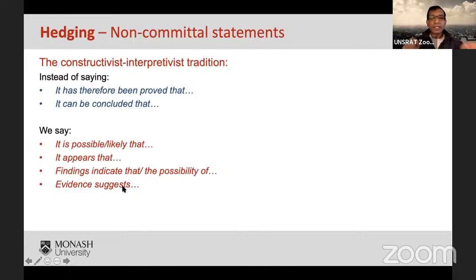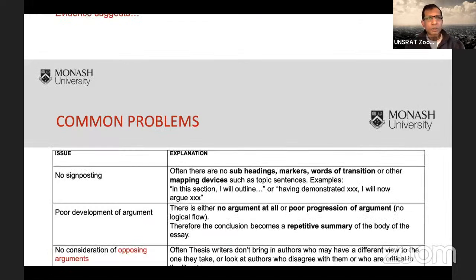So this is called hedging, non-committal statements, and we need to be careful about using this kind of language in the methodology section and in the subsequent sections, which is analysis and discussion. Now, it's not really about grammar, because you can all use this kind of language. Anyone can use it. It's very easy. But it's about being aware of using this kind of language. So don't say we can prove that or we have proven that. What else do we have?